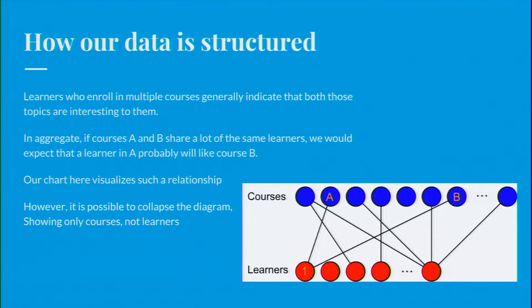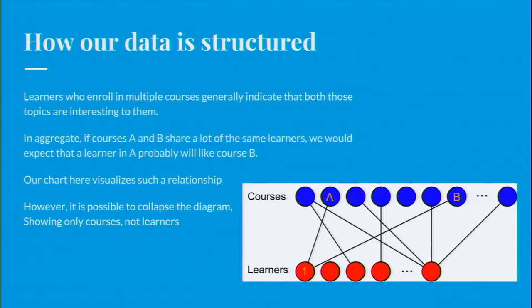If you think about it, learner one is taking course A and B. So if another learner comes in and takes course A, we're probably going to suggest course B because learner one took both of those courses. And so the way we're going to recommend is going to work a lot like that.